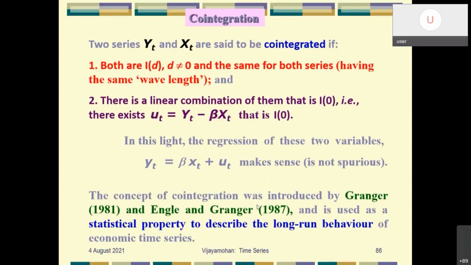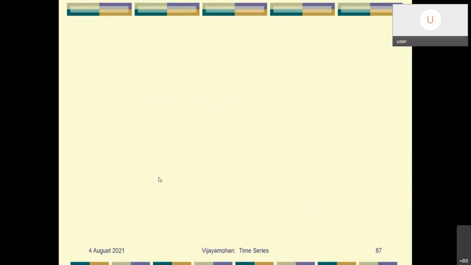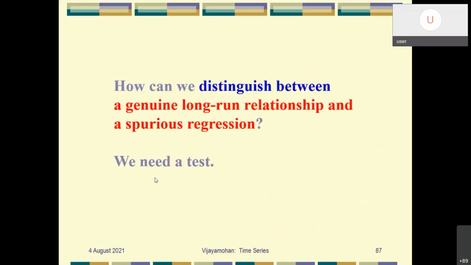See, the concept of cointegration was introduced by Granger in 1981 and Engle and Granger in 1987. They also explained the concept of integration, and then this cointegration is used as a statistical property to describe the long-run behavior of economic time series. This we have already seen. Now, how can we distinguish between a genuine long-run relationship and a spurious regression? We need a test for that. That test is the cointegration test.